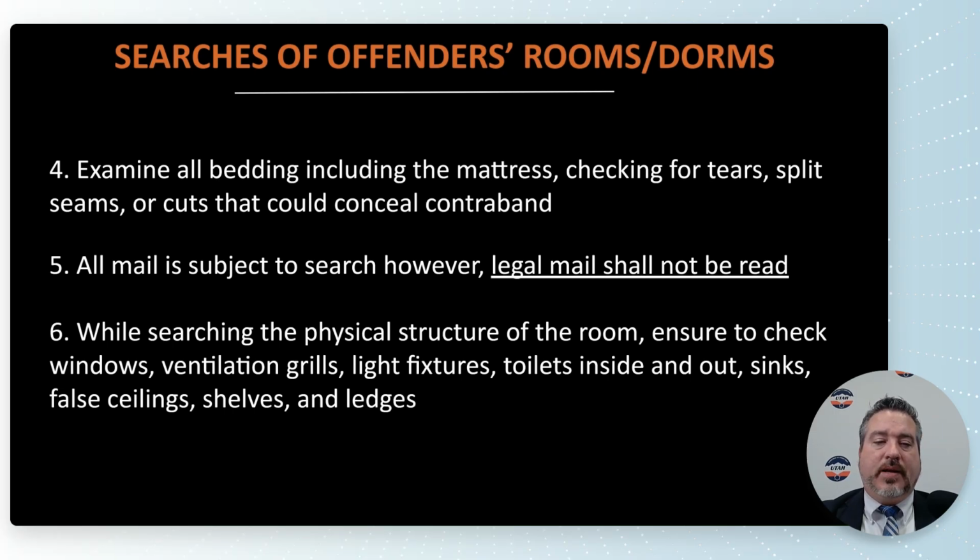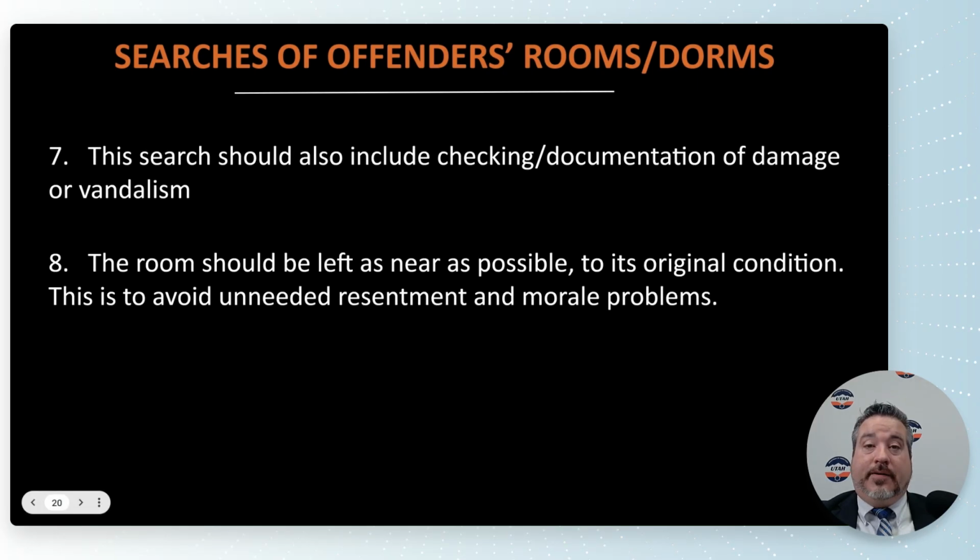Number 6, while searching the physical structure of the room, ensure to check windows, ventilation grills, light fixtures, toilets inside and out, sinks, false ceilings, shelves, and other ledges. Once again, be creative, because if they want to hide it, they want to do their best to make it look as natural as possible. So be creative. Number 7 on the list, this search should also include checking and documentation of any damage or vandalism. If we want to hold them responsible, we need to look for this stuff, not just in our daily walkthroughs, but as we're doing these room searches.